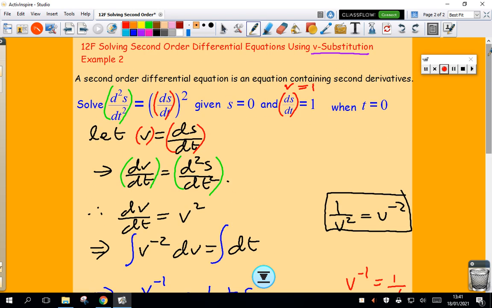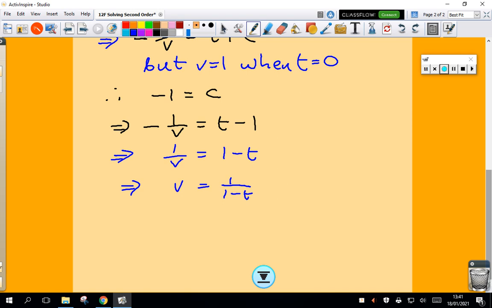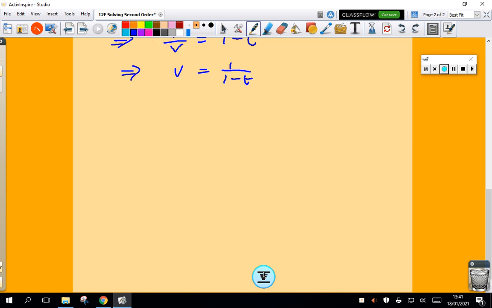Ultimately, though, the variables in the original equation were s and t. So what I'm trying to do is solve for s in terms of t, the variable on the top in terms of the variable on the bottom. Also remember that v is ds/dt, so we're going to use that substitution in reverse now. We're going to substitute ds/dt in for v at this stage. So I'm going to say, therefore, ds/dt is equal to 1 over 1 minus t.